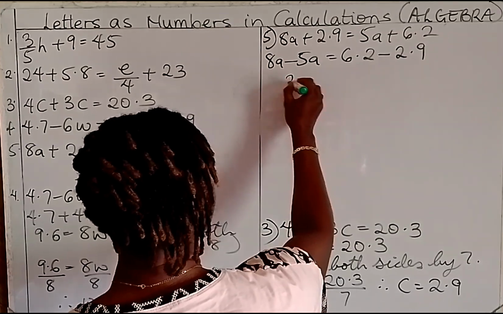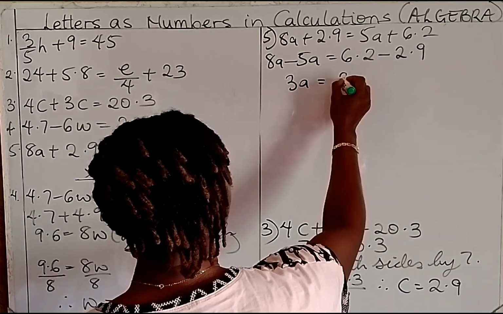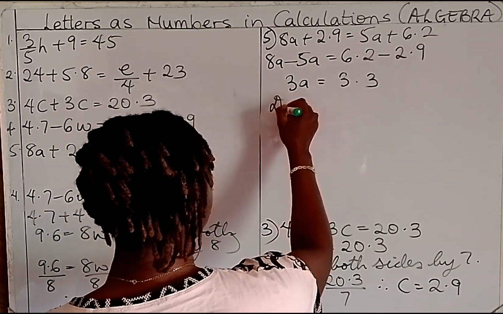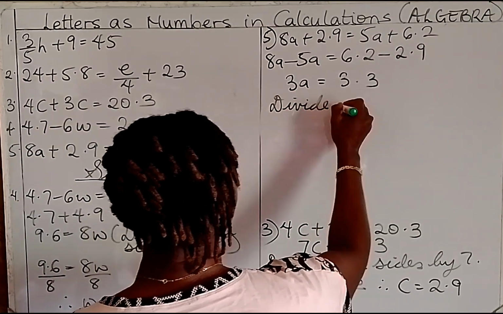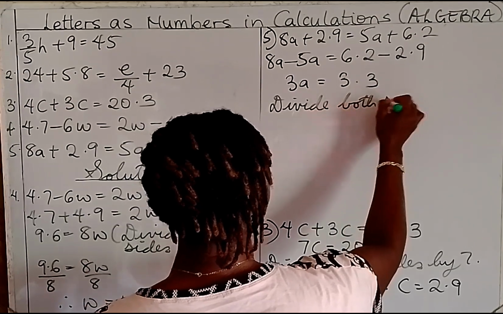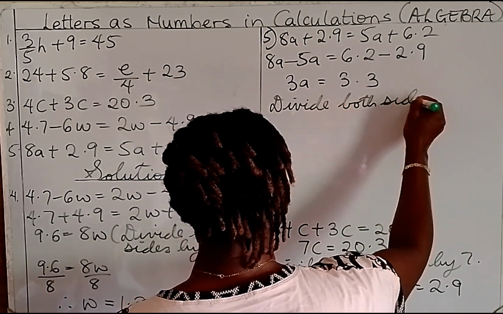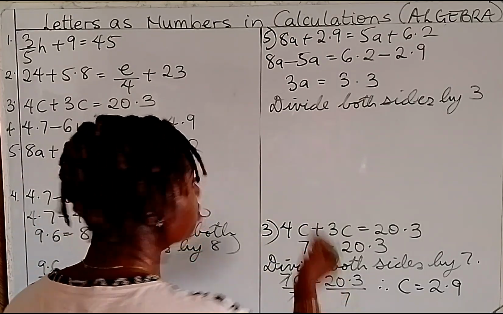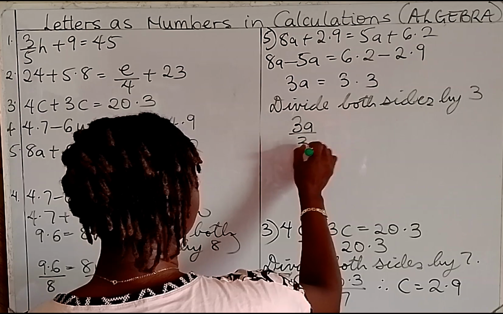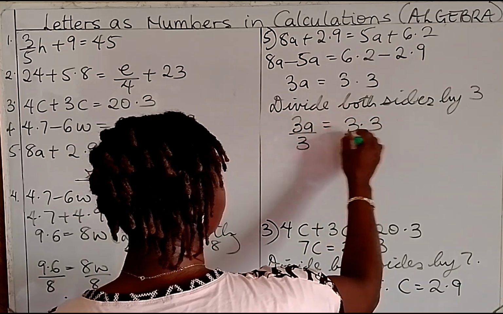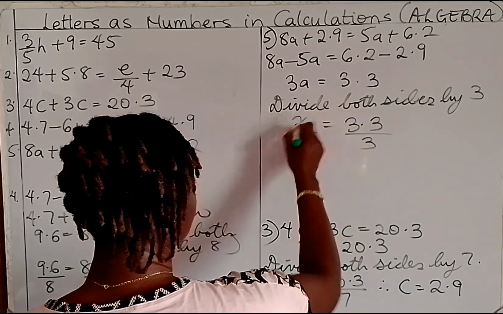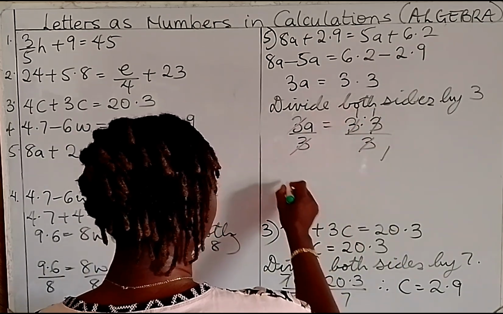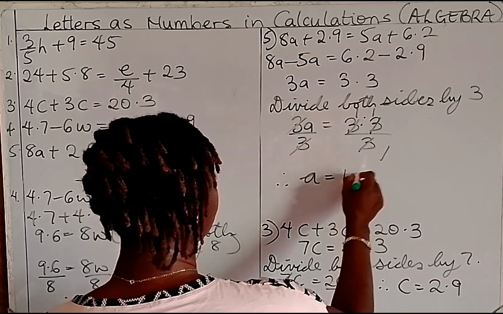From here we have 3a equals 3.3, right? Then we divide both sides by 3. So this becomes 3a divided by 3 equals 3.3 divided by 3. 3 cross out 3. 3 here 1, 3 here 1 point, then 3 here 1 as well. Therefore, our a equals 1.1.